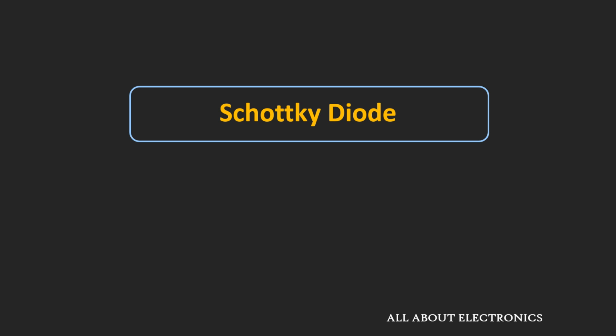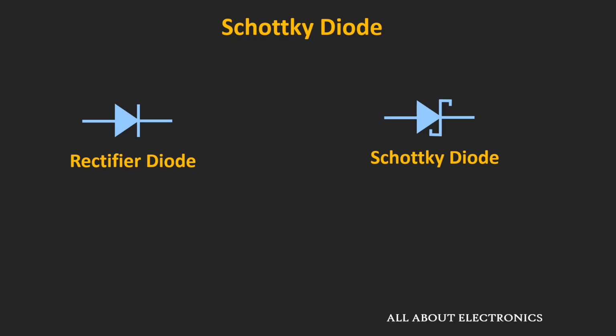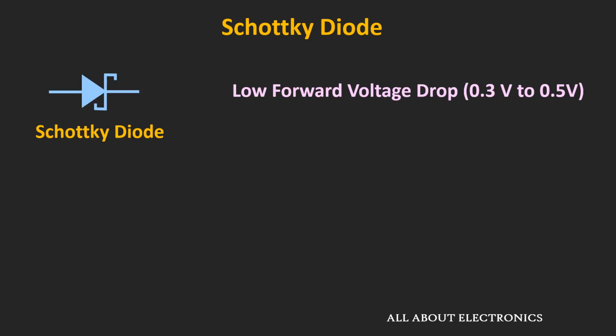In this video, we will learn about the Schottky diode. This Schottky diode is quite similar to the normal diode, but it is different in many aspects. First, if we talk about the circuit symbol, then this is the circuit symbol of the Schottky diode. Apart from that, this Schottky diode has a low forward voltage drop.